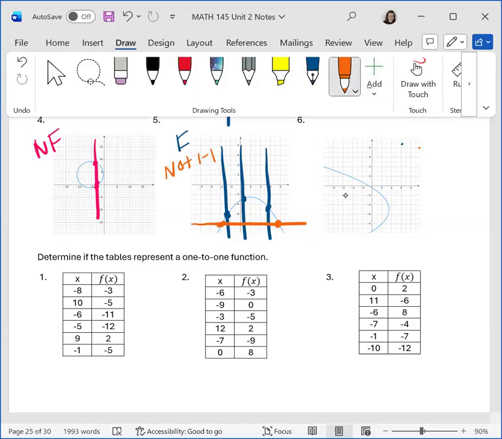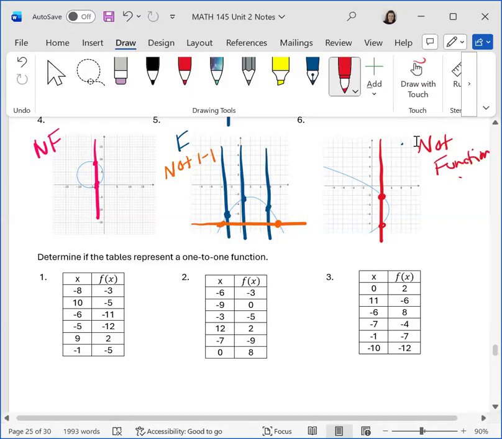Okay, number six, I'm going to first place a vertical line to test if this is a function. Notice it intersects in two places. Therefore, this is not a function.